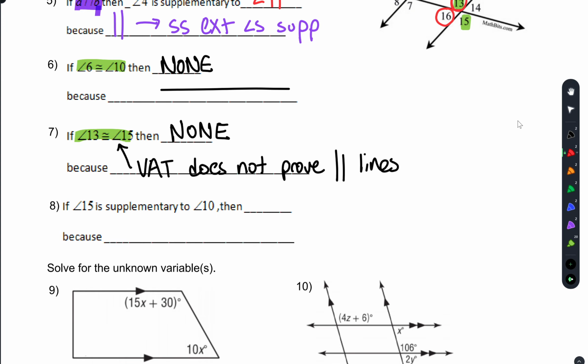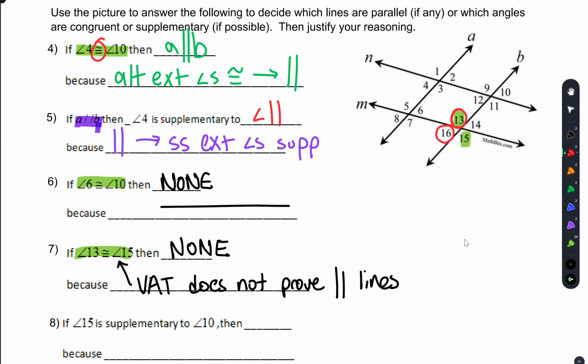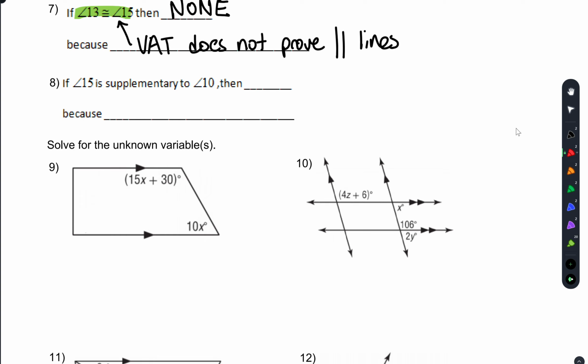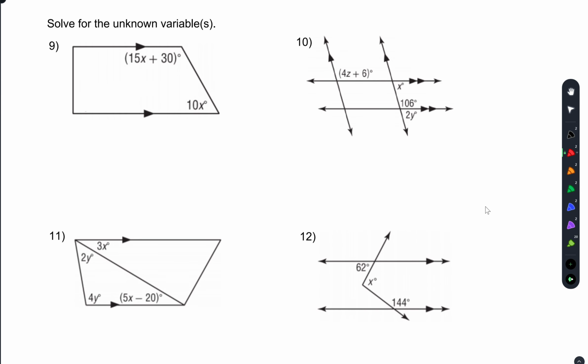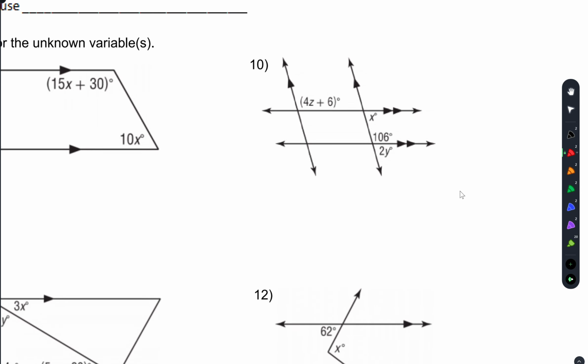Okay. Are we okay if I skip the last one? Because it's just an easy one. Nice and easy. Good? I'm also going to skip number 9 because we did something like that. Let's look at number 10.